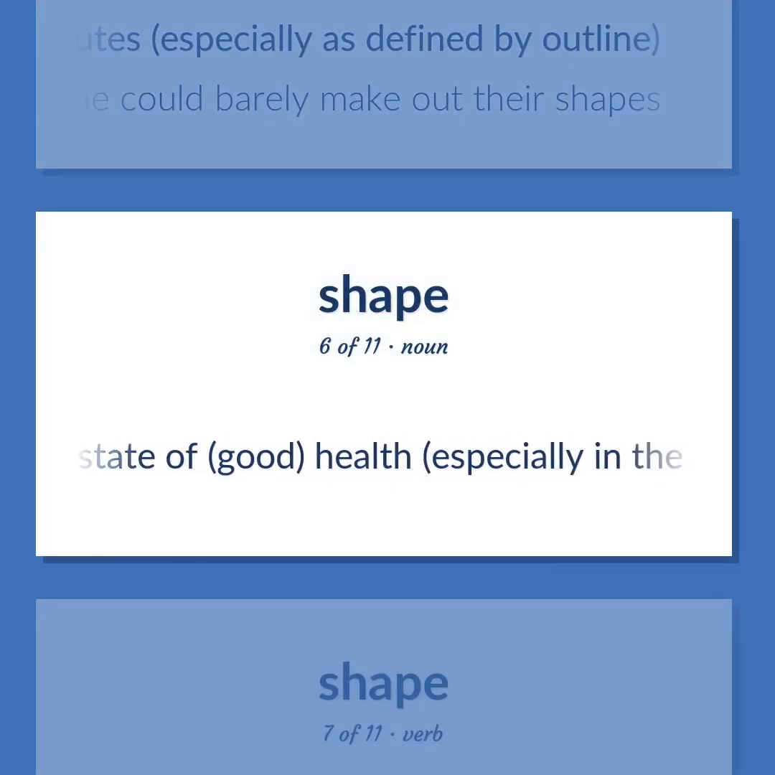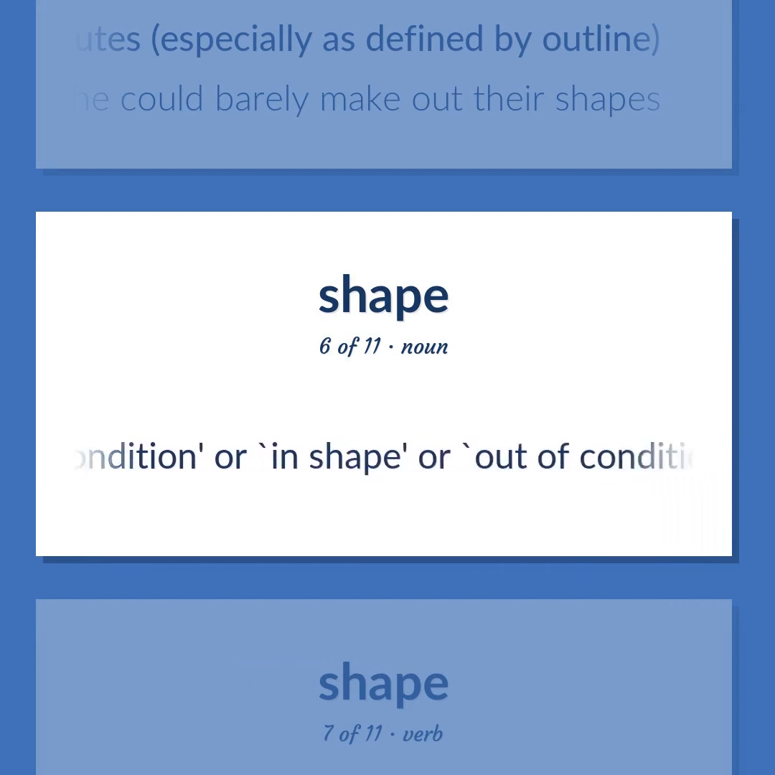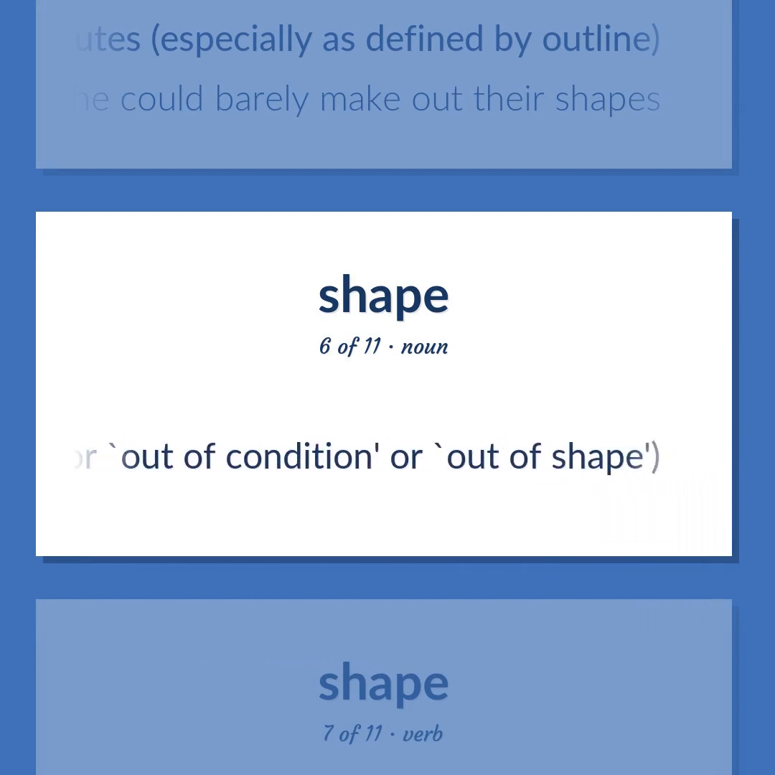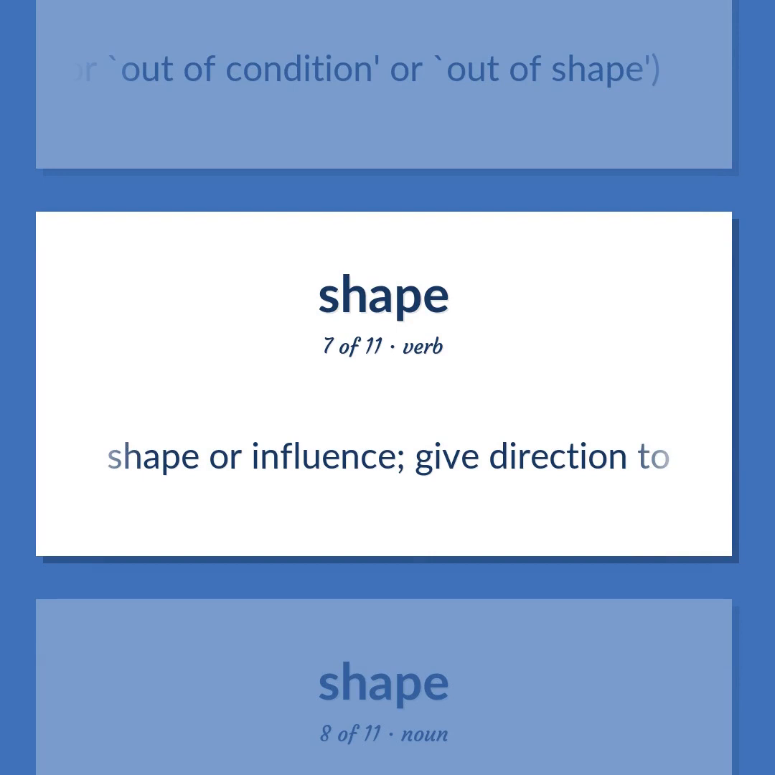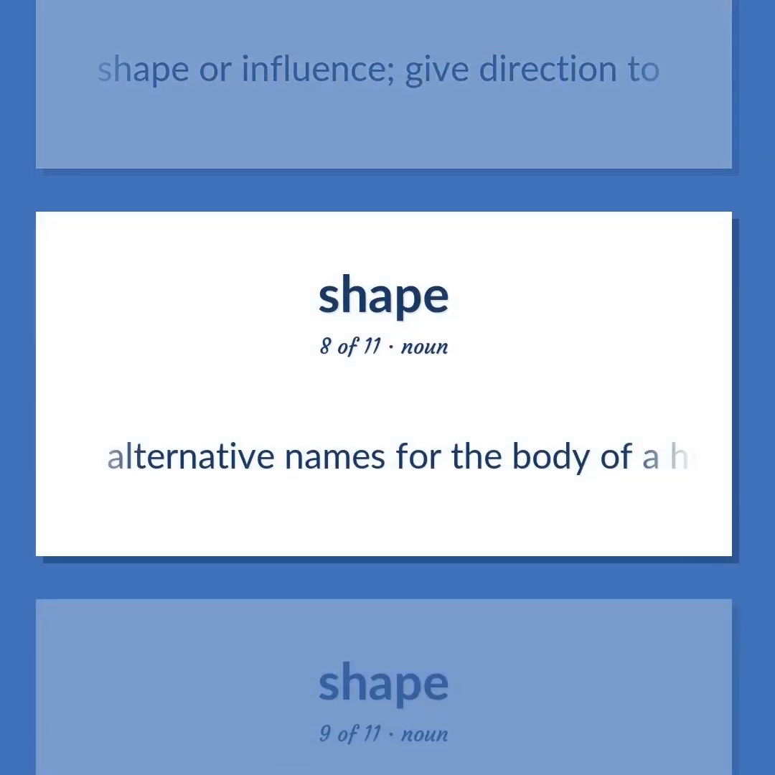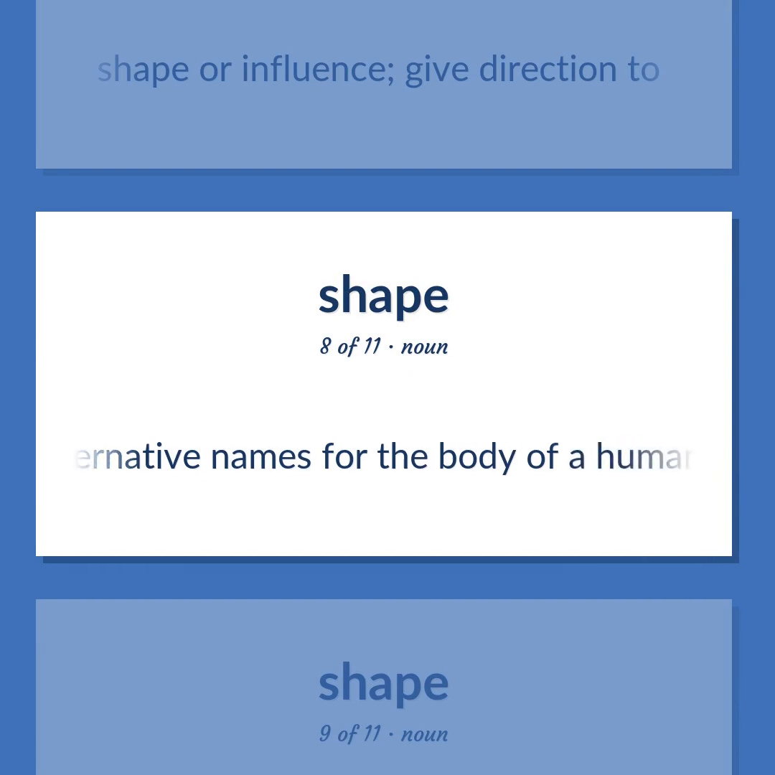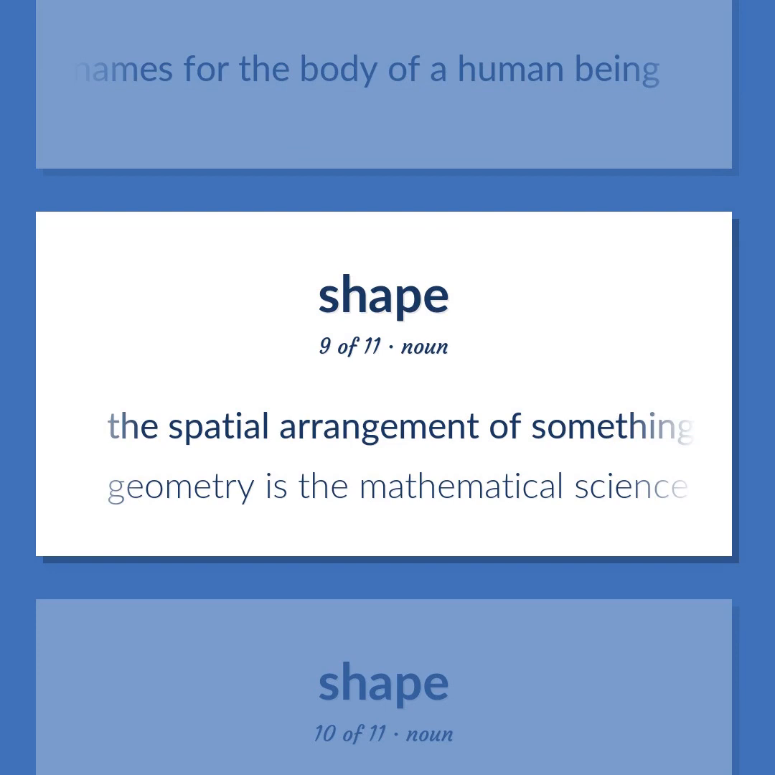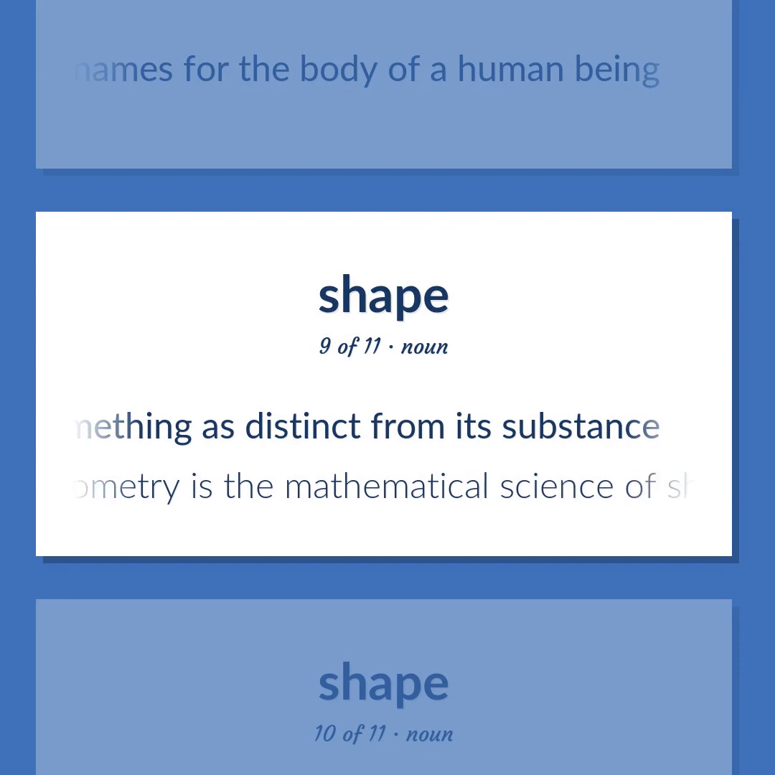The state of good health, especially in the phrases in condition, or in shape, or out of condition, or out of shape. Shape or influence. Give direction to. Alternative names for the body of a human being. The spatial arrangement of something is distinct from its substance. Geometry is the mathematical science of shape.